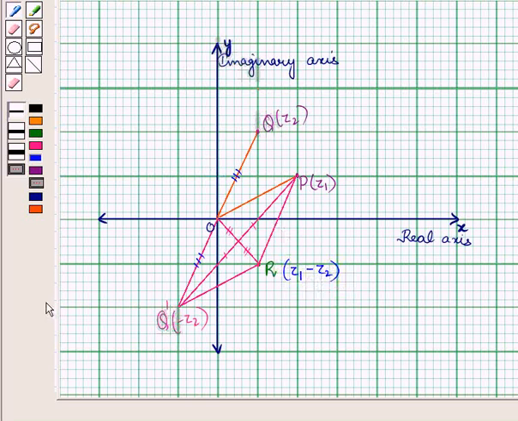So in this session we have discussed how to represent addition and subtraction of complex numbers geometrically on the complex plane. And this completes our session. Hope you all have enjoyed the session.